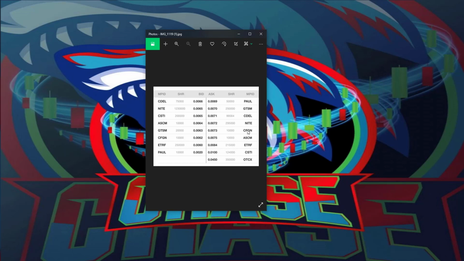Paul, CFGN, ASCM, OTCX are real pains in the butt. But you can see good support here at 65, and then you have a filler here at 66 that's accumulating over bid. And then, with Paul here, if he's diluting, the thing with Paul is he can dilute anywhere from the ask. So he can be sitting here at 045, and he could still be forcing through any of the market makers into the bids.